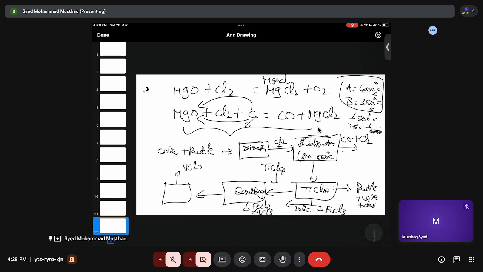And then finally, you do the fractional distillation again to separate the sulfur. You will have sulfur, whatever remaining H2S, whatever remaining silicon chloride, and also remaining vanadium chloride. All these things will be taken out, and finally you will have pure titanium tetrachloride.